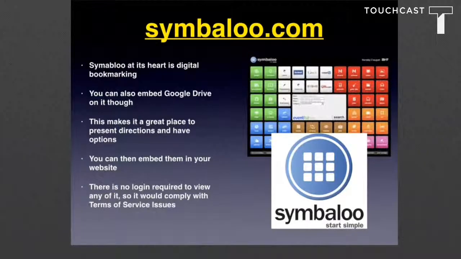Then you want to have some ways to present those options. Some other ways to present those options are things like Symbaloo. And Symbaloo at its heart is digital bookmarking. But you can also embed Google Drive on it. And it makes a great place to present directions and have options of what the kids can do. You can then embed this on your website. And there's no login required to view any of it, so it complies with terms of service. So you can definitely use this with the younger kids.